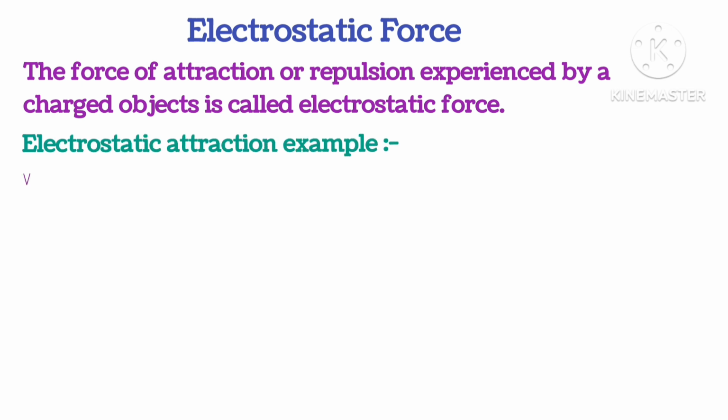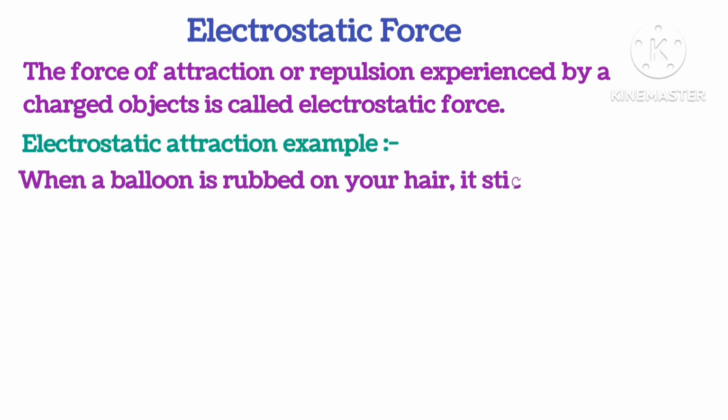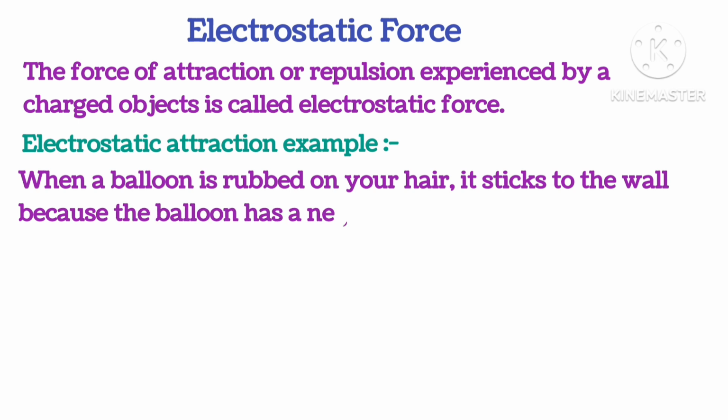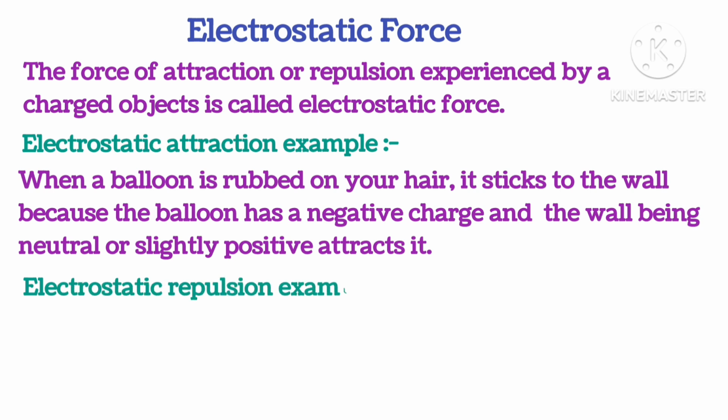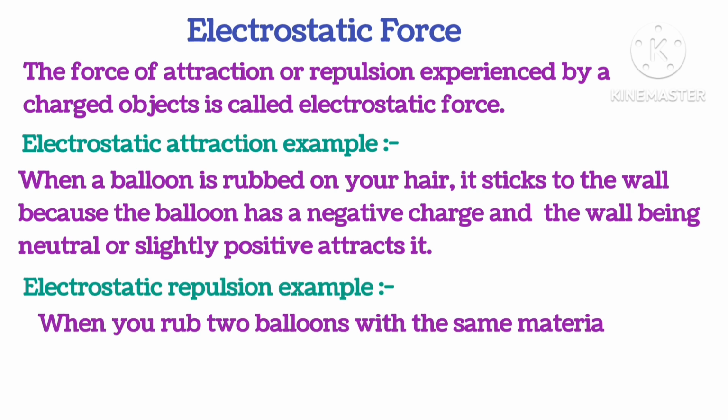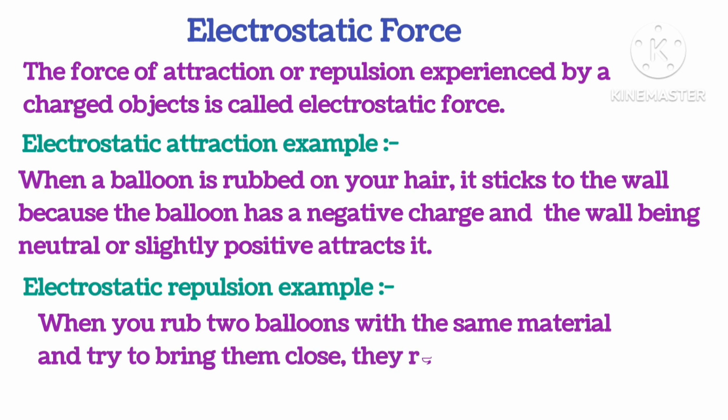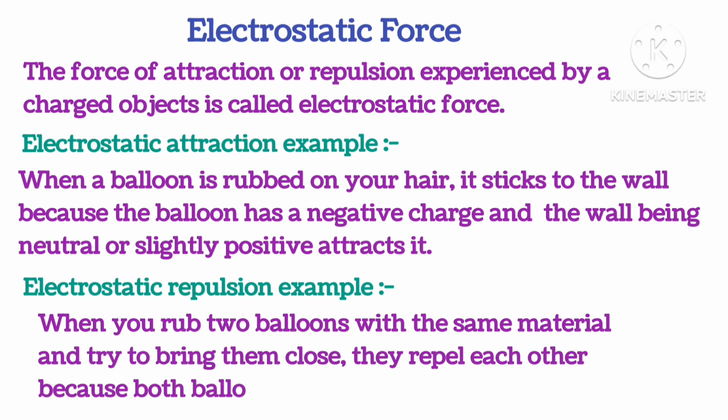Electrostatic attraction example: when a balloon is rubbed on your hair, it sticks to the wall because the balloon has a negative charge and the wall being neutral or slightly positive attracts it. Electrostatic repulsion example: when you rub two balloons with the same material and try to bring them close, they repel each other because both balloons have the same type of charge.